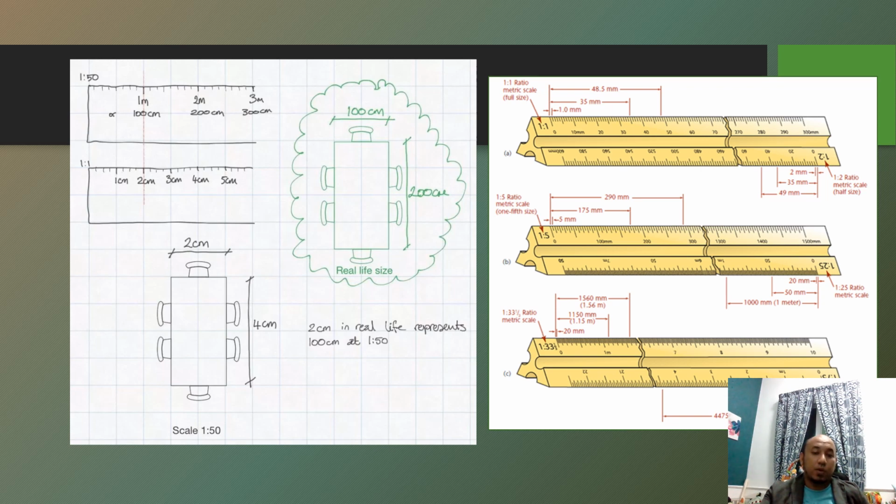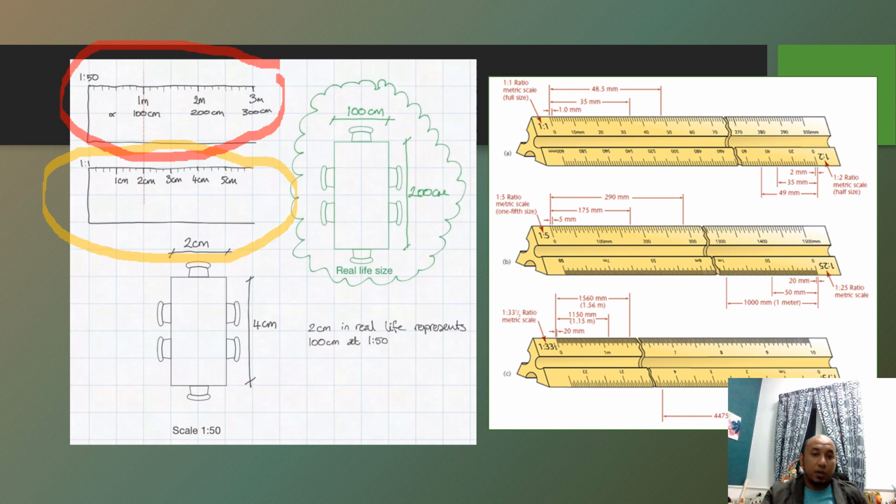Okay, and when we look at these pictures, you can see the difference between 1:50 and 1:1. The 1:1 is the original size. And then for 1:15, they use millimeters. They use meters. When we use 1:1, it is centimeters or millimeters.